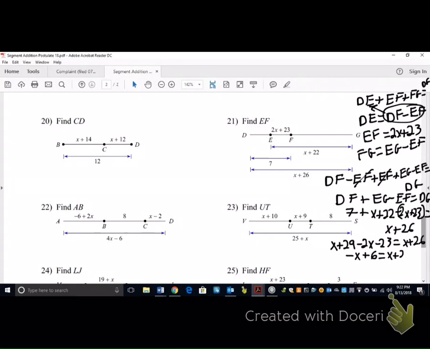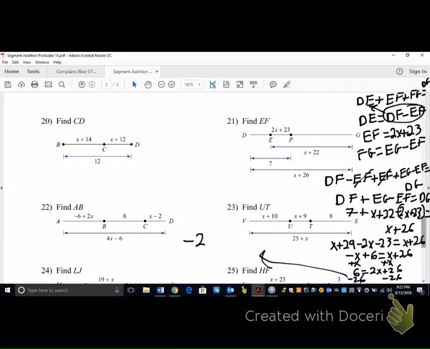Negative x plus 6 equals x plus 26. We're going to add x to both sides, so we get 6 equals 2x plus 26. We're then going to subtract 26 from both sides, and we get negative 20 equals 2x.